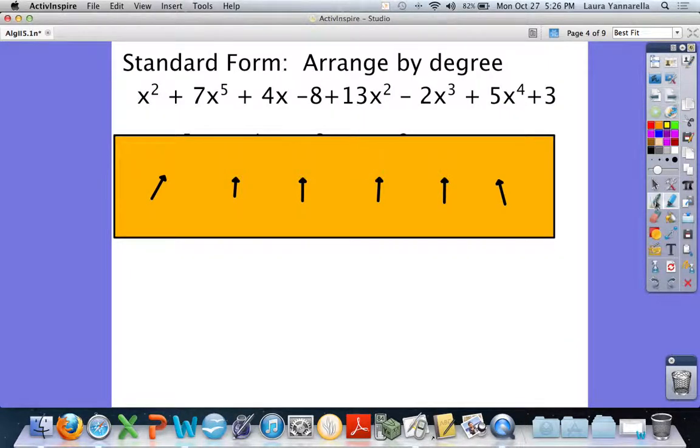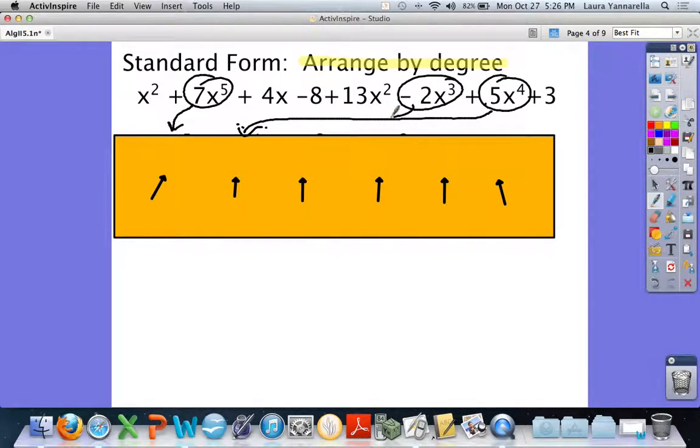To put in standard form, we always want to arrange by degree. So you want your highest degree term first. When I look through this list, I see my highest degree term was 7x to the 5th. That will come first. Going back in the list, I see the next highest power is x to the 4th. So 5x to the 4th is the next term. That comes second. Again, going through the list, I see a negative 2x cubed, and that's going to come third. Then I see not 1x squared, but 2x squared terms. Combined, these two make the 4th term.